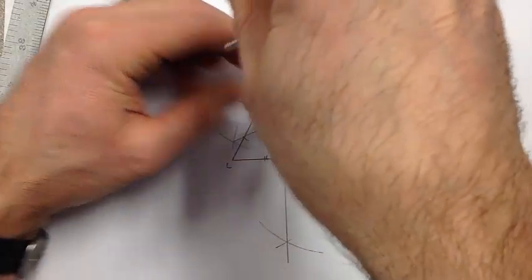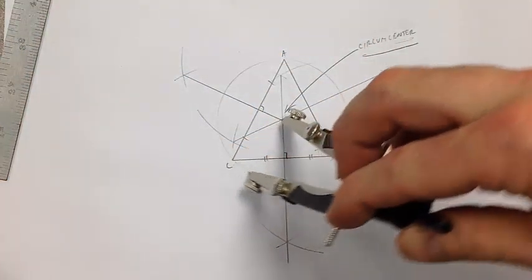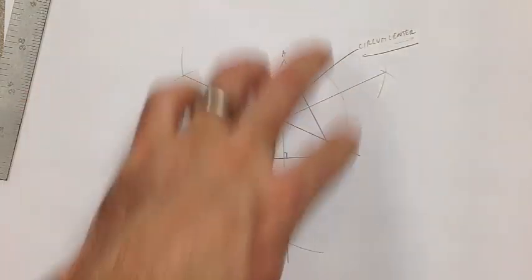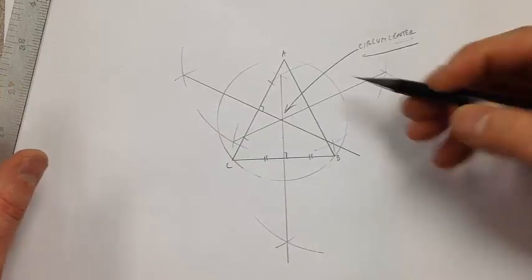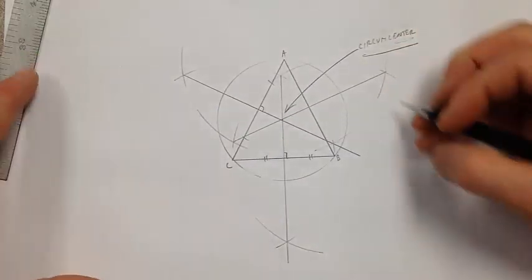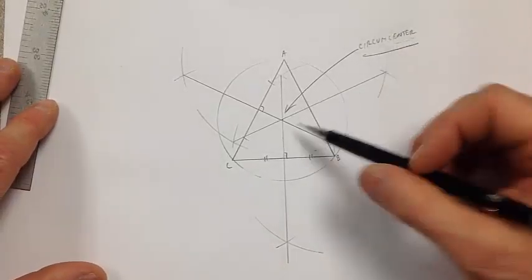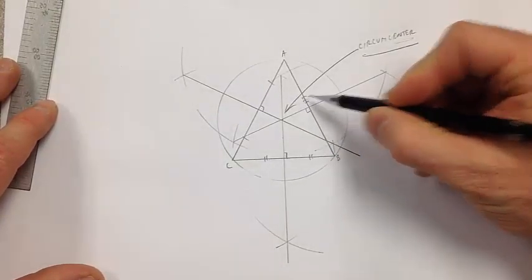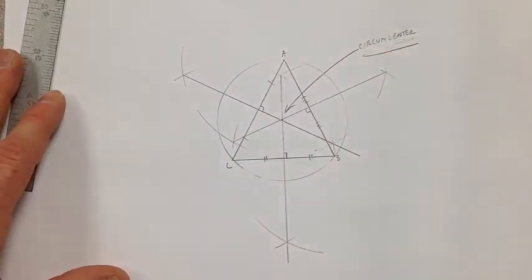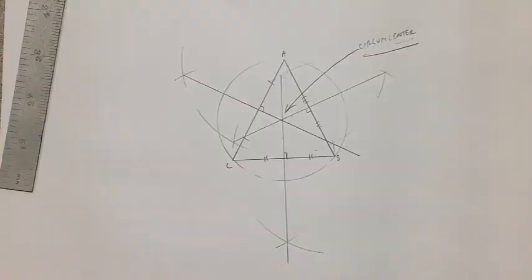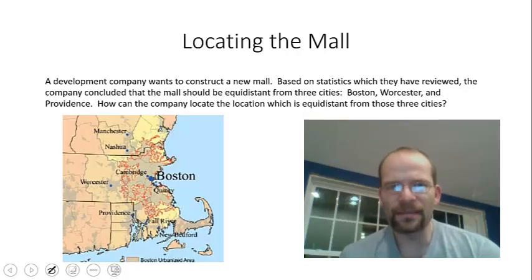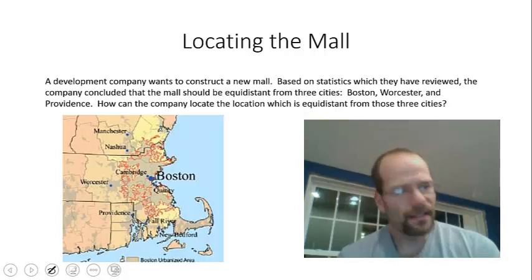If we swing this circle around, you can see that that circle goes around. And this point, the circumcenter, is equidistant from each of these three vertices. So we find that a circumcenter is the point of concurrency of the perpendicular bisectors, and that it's equidistant from the vertices. Okay, we've taken a look at the construction. Now let's just see if we can make a practical application out of this.